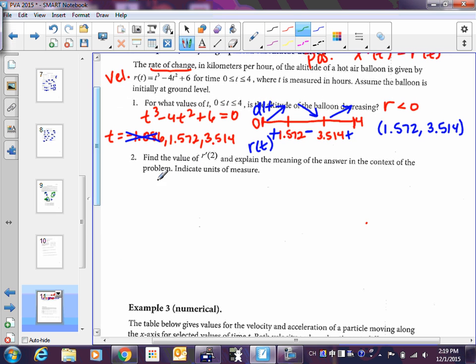Okay, so let's do the second one. Find the value of r prime of 2. So that means we got to find r prime of t. That's just a simple derivative. And we got to evaluate it at 2. And you should get negative 4. So now we need to explain the meaning. So if r is the rate of change, what is r prime representing? The acceleration.